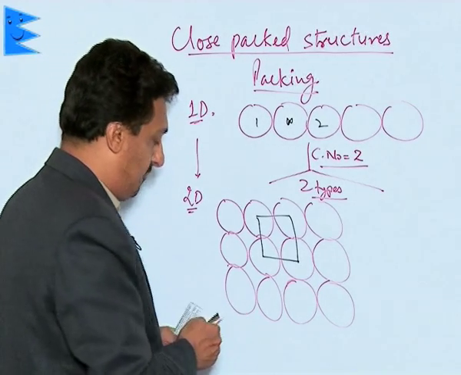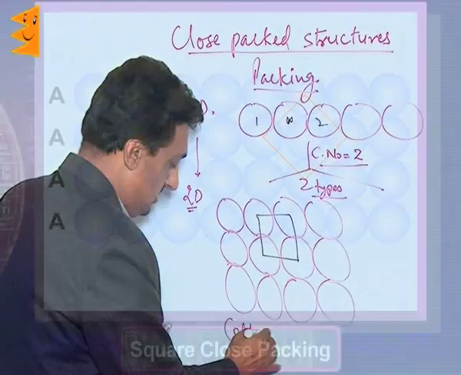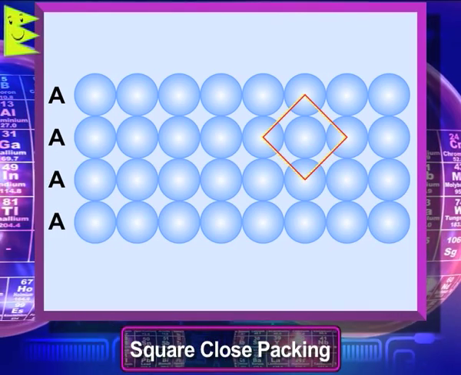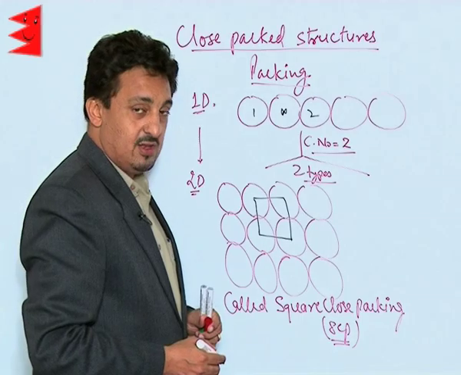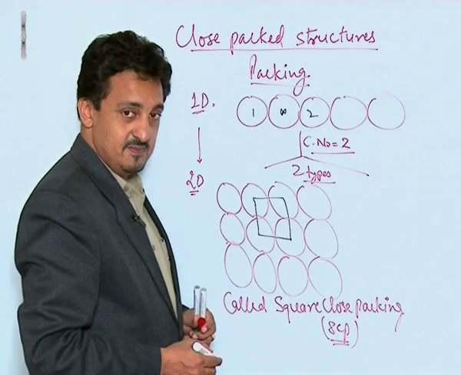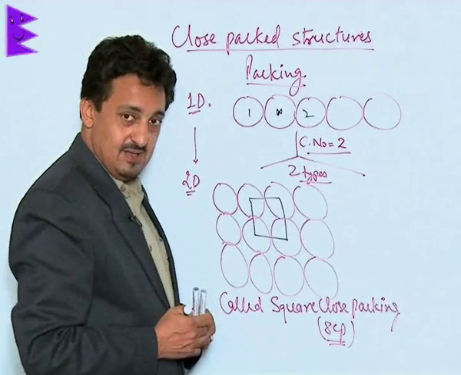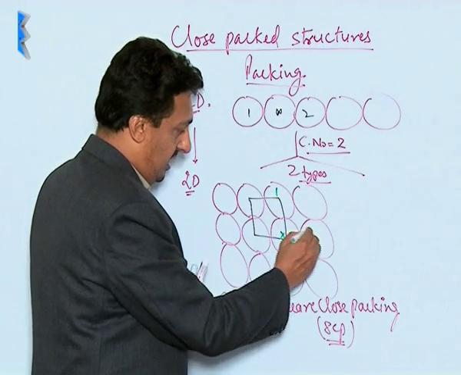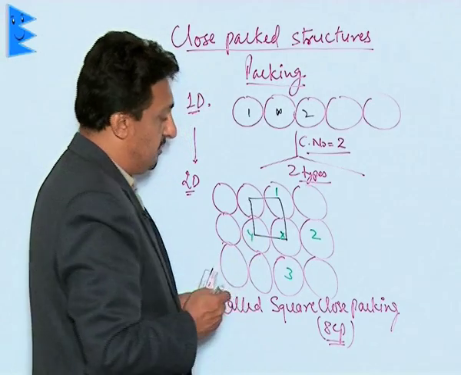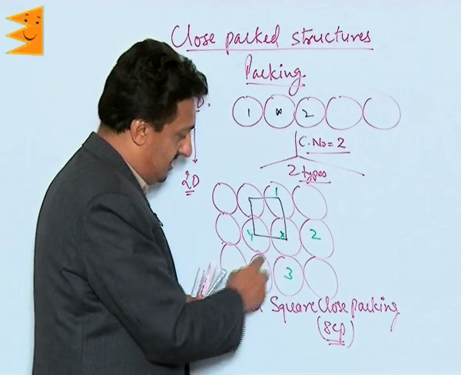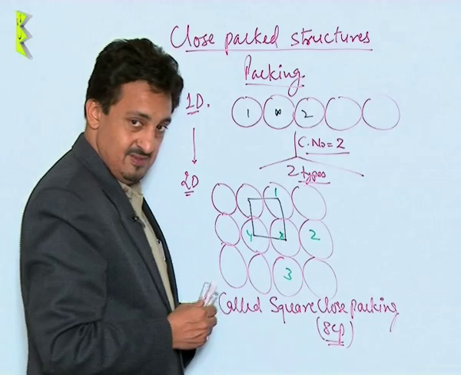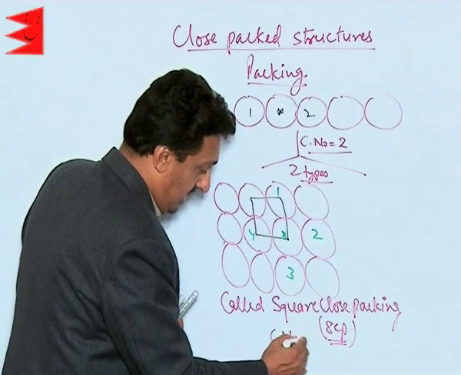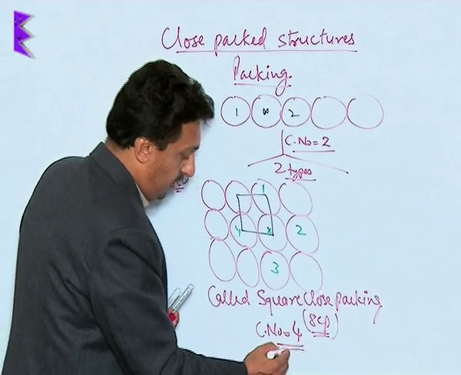We call this type of packing square close packing, SCP. Square close packing, SCP. It's a 2-dimensional packing, and in this you can easily make out that each particle is in contact with 1, 2, 3, 4 more particles. Not these ones which are lying along the diagonal, because diagonal ones are at this distance. So the coordination number in this case of 2-dimensional square close packing is 4.